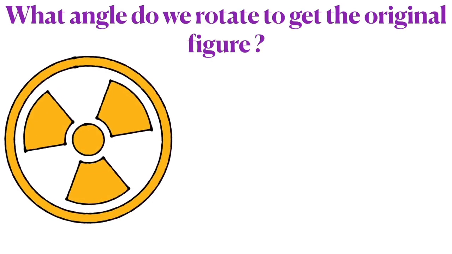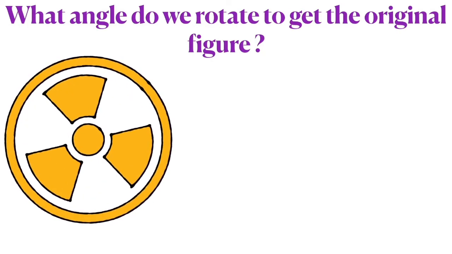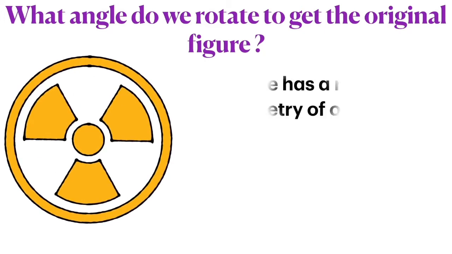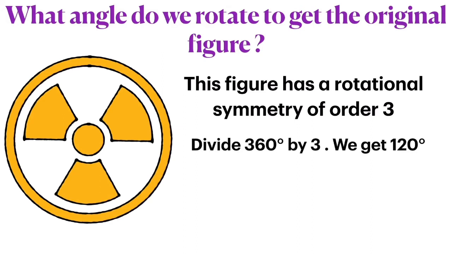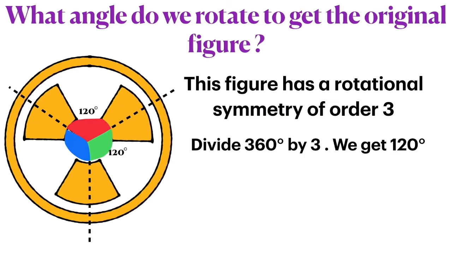Now, if you want to find out at what angle we rotate to get the original figure, what should we do? You have a figure here, and this figure has order of rotational symmetry 3. Divide 360 by 3. Why 360? Because at one point the complete angle is 360. When we rotate any figure, the angle which is formed is 360. So when 360 is divided by 3, we get 120.